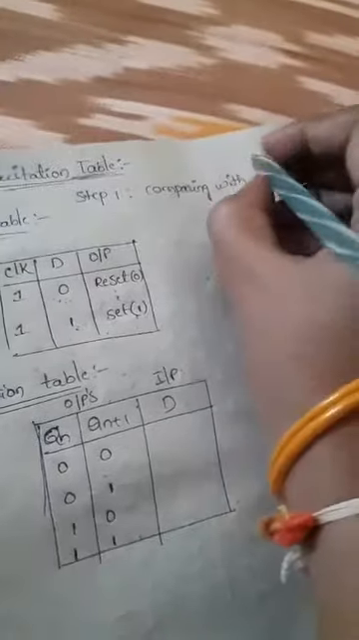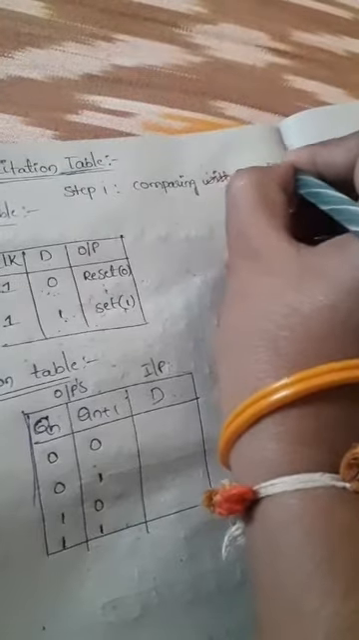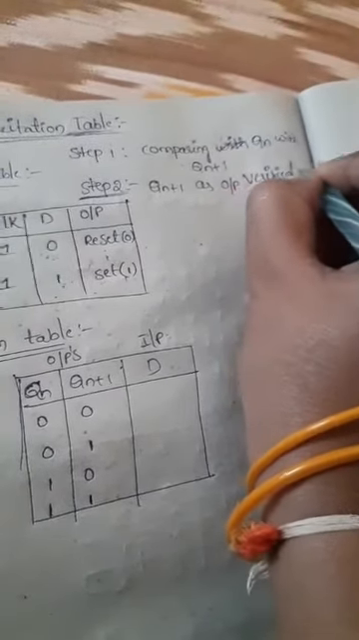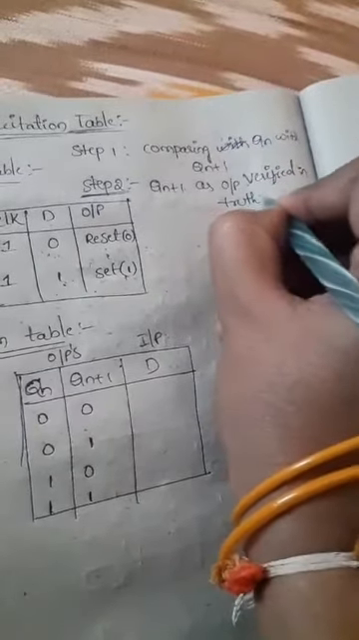Step 1 is comparing the present state with the next state, that means Qn with Qn plus 1. That is one case. And what is step 2? Step 2 is Qn plus 1 as output, okay, so Qn plus 1 as our output, which will be verified in the truth table. These are the 2 conditions we apply in the excitation table.